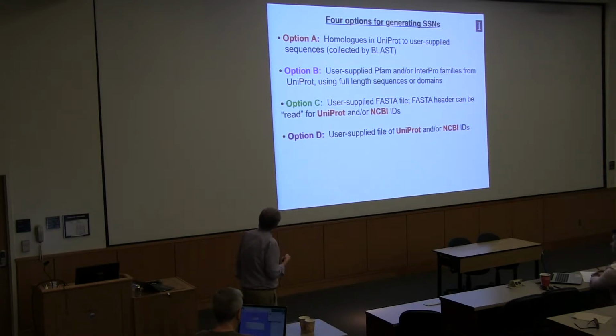Option B is that you can specify a PFAM and/or InterPro family, and those sequences will be retrieved and you'll generate the network for the specified families. Option C is you can input a FASTA file, which is a list of sequences, and option D is you can put in a list of accession IDs. So we have 4 different options.